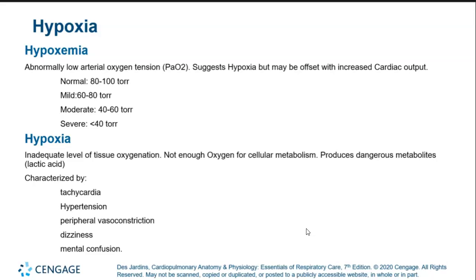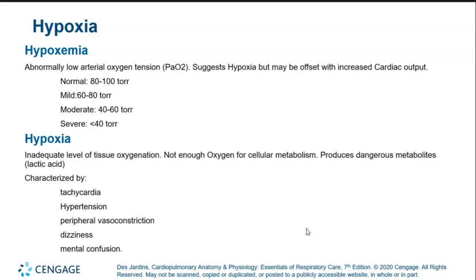Hypoxia, on the other hand, means that you have inadequate oxygen at the tissue level. Okay, so this means that you don't have enough oxygen for that cellular metabolism that's happening at the tissue level. If that happens, then you end up with anaerobic glycolysis, which produces a lot of dangerous fixed acids like lactic acid, okay, and can cause something called metabolic acidosis, which we will talk about in acid base next section, okay?